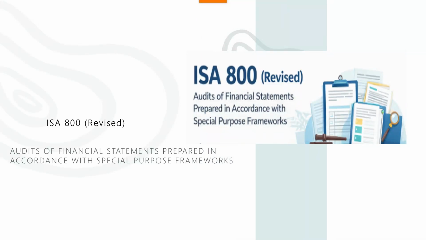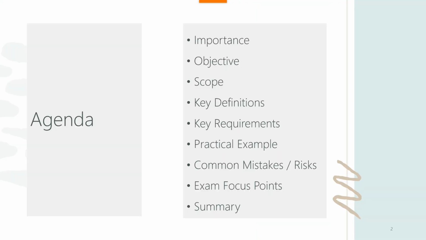Today I will be presenting ISA 800 revised, which deals with the audit of financial statements prepared in accordance with special purpose frameworks. Let's move forward and see what the main agenda of our video is. I will briefly cover the importance, objectives, scope, key requirements, and a practical example, followed by common mistakes and the exam focus point of view. And we will conclude our presentation with a summary.